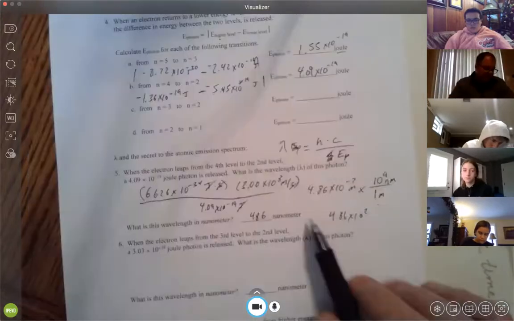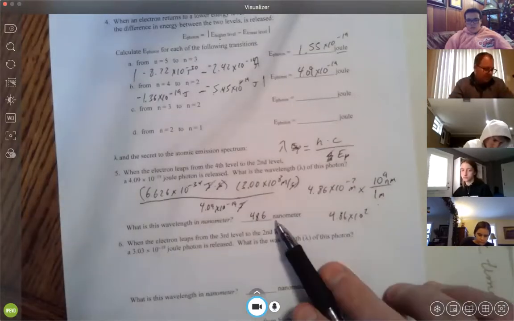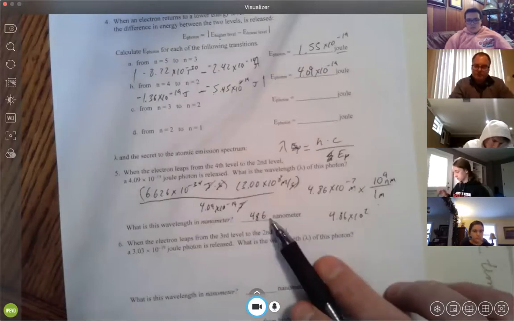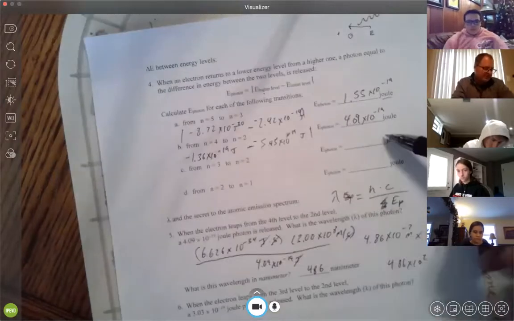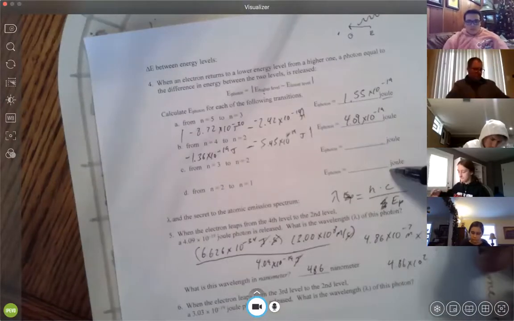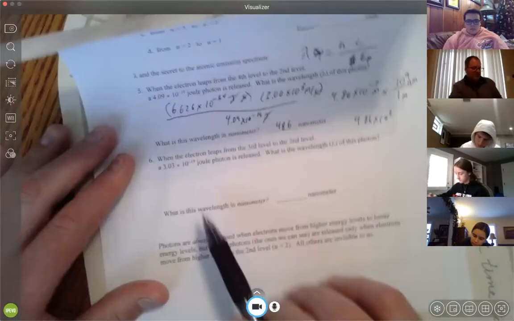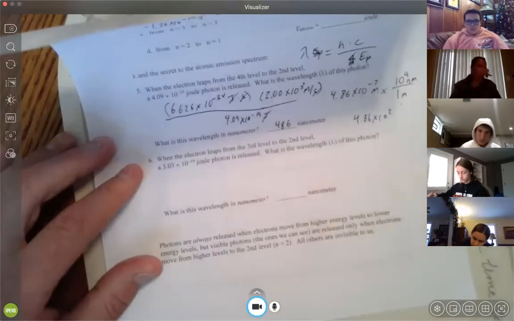So this light right here, this would be green. For this evening, I would like for you to complete C and D. And then I would like for you to do number 6 and tell me what color it is.